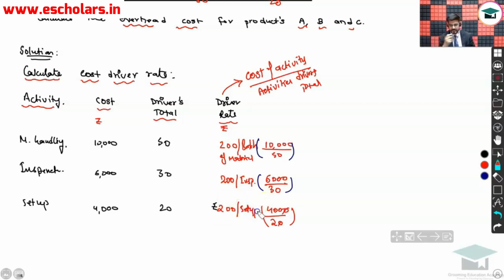Now understand what this means. Whenever we do one setup, whenever we set up our machine just one time, we incur 200 rupees of setup cost. I hope this is clear. This is your cost driver rates.